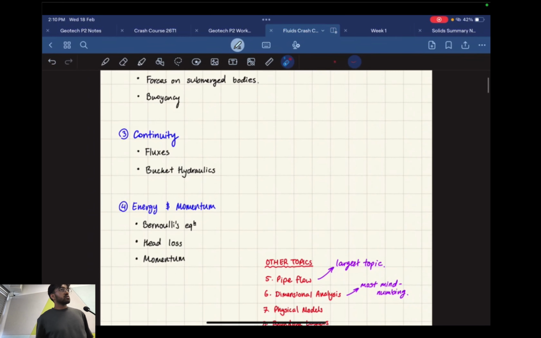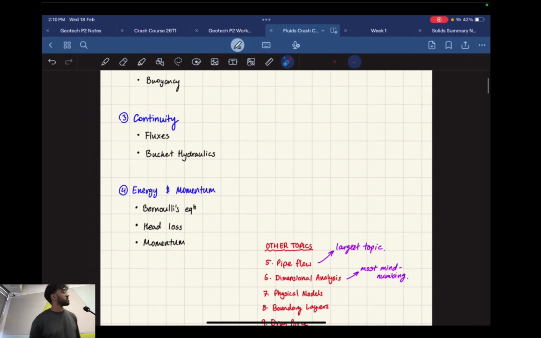Continuity. It's a pretty small topic, but it's pretty important. As fluid enters a pipe or a certain object, how does it interact after it enters, and then what happens after as well? And then energy, we're looking at some equations, head loss, which you guys probably have no idea what head loss is. I'll try my best to explain it. Okay, any questions? No? Alright, good.